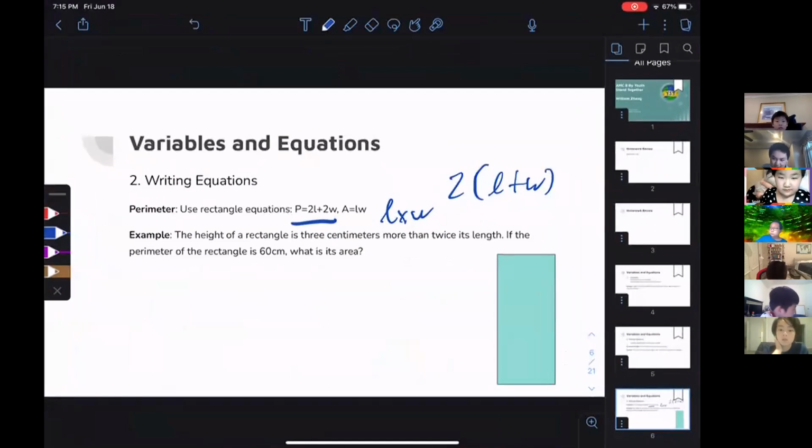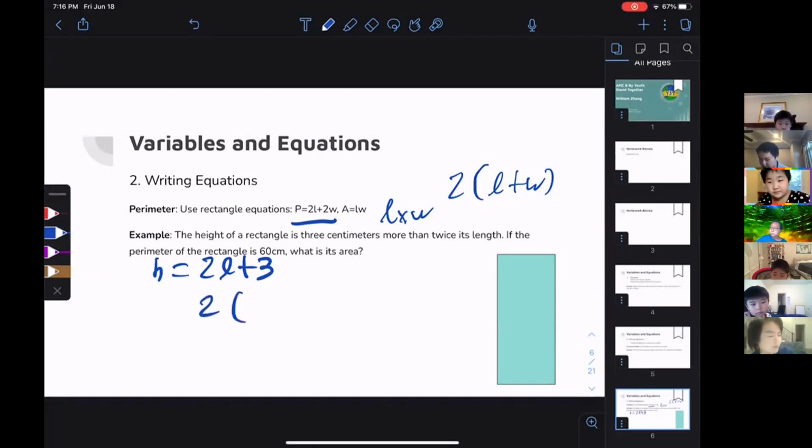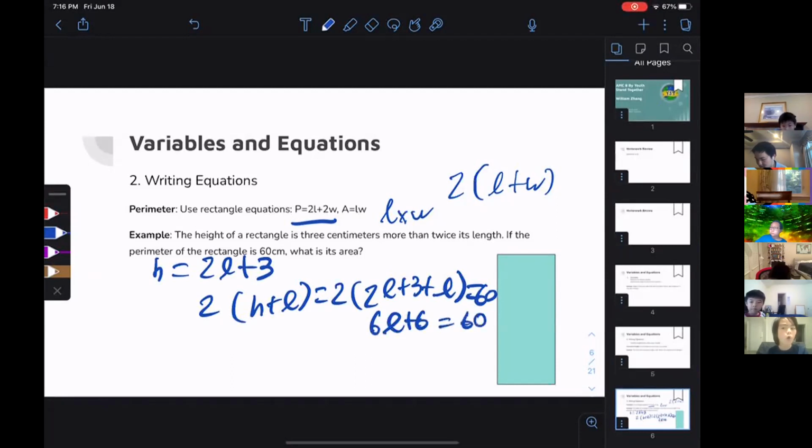All right. So as I heard Vincent saying, you have that height is 3 centimeters more than twice its length. So the variables, I'd say, are h and l. And then we have h is equal to 2l plus 3. And then he said he used the perimeter formula to get 2 times h plus l, which is equal to 2 times 2l plus 3 plus l is equal to 60. And then, as he said, 6l plus 6 is equal to 60. So then you get l plus 1 is equal to 10, and then l is equal to 9.